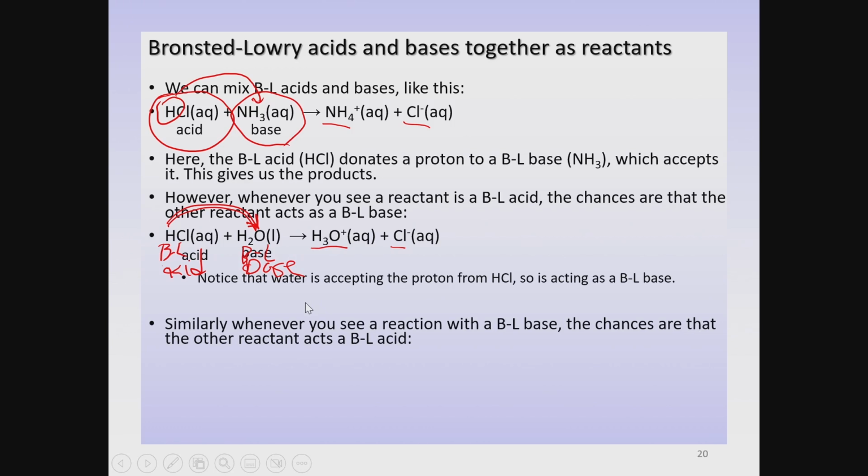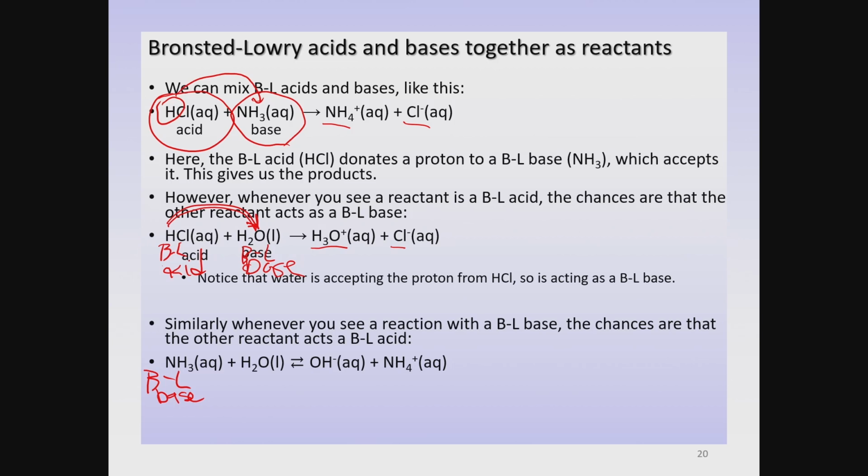Okay, so now if you see a chemical reaction with a Bronsted-Lowry base, the chances are that the other reactant is acting as a Bronsted-Lowry acid. Let me make that point here. So here you probably recognize ammonia as a Bronsted-Lowry base. So the question is, this other molecule, which is water again, is it really acting as a Bronsted-Lowry acid in this reaction?